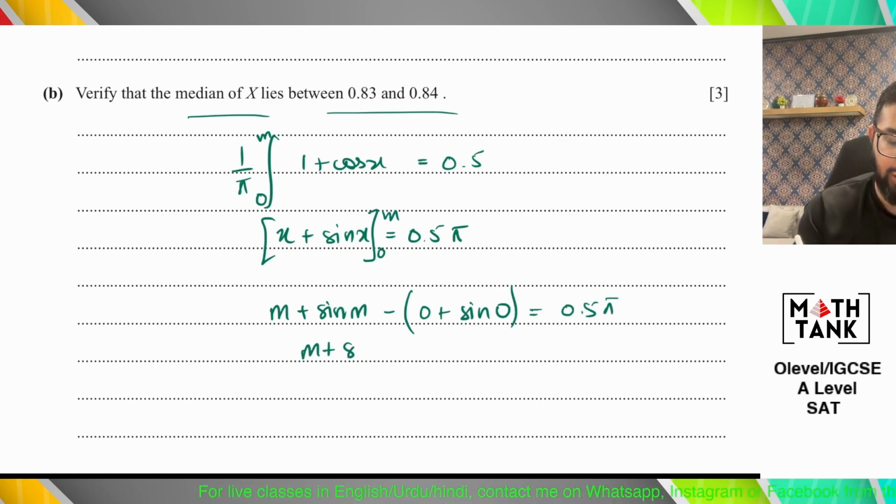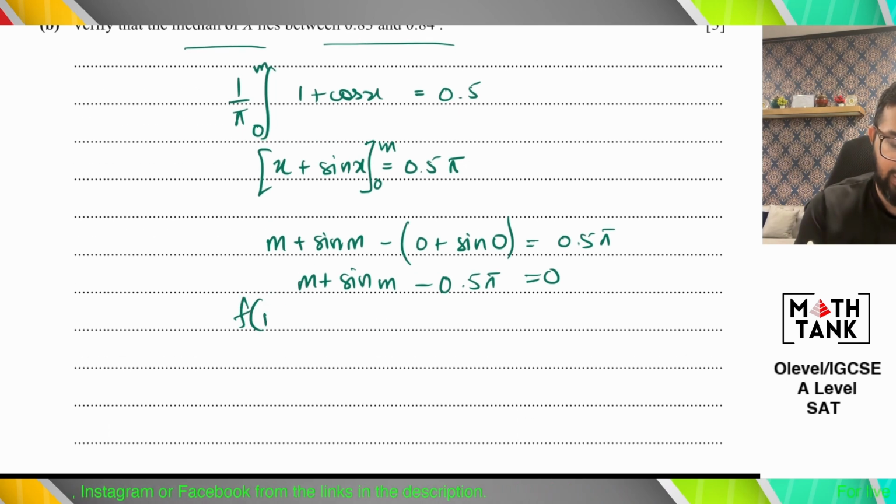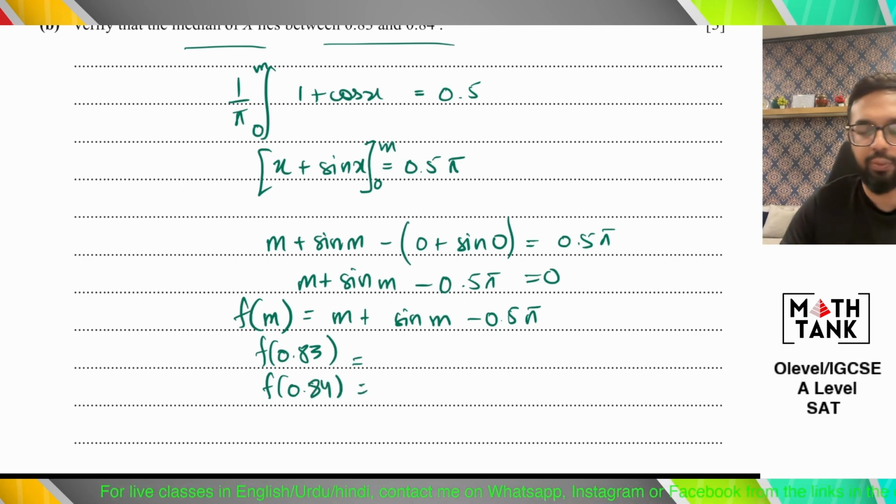Now this is from numerical solutions to equation that I'm going to do for you. I'm going to say that this equation has a root between 0.83 and 0.84. That is where this question is coming from. This is my function. What I'm going to do is plug in 0.83 and 0.84, and then it will tell you that there's a change in sign. Okay, it goes from positive to negative or negative to positive, whatever the case may be. So 0.83 plus sine of 0.83 minus 0.5 pi.